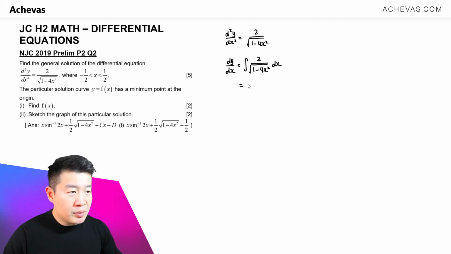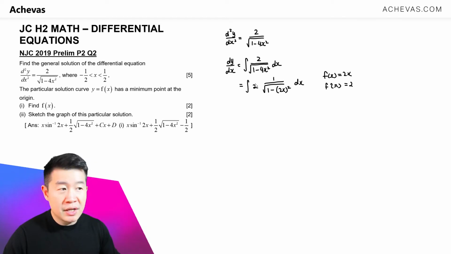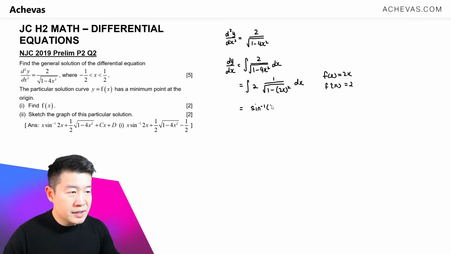And for the denominator here, I'm going to re-express it as square root of 1 minus (2x) squared. So it is going to be 1 over this, where this is going to be my f(x). Let me write it down. So I'm going to be going for f(x) to be equal to 2x. And as for f'(x), it is equal to 2, which can be found here. So integrating this is going to be equal to sine inverse of 2x plus c.